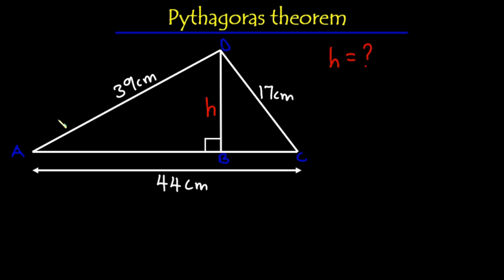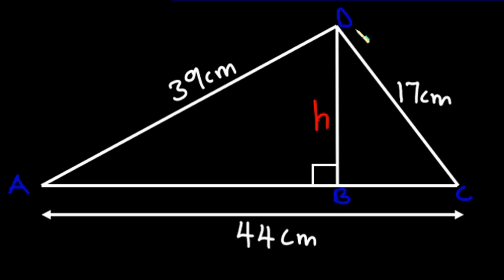In this video, we're going to be talking about Pythagoras theorem. So let's say we are given this triangle ACD, where the distance from A to D is 39 centimeters, the distance from C to D is 17 centimeters, and the distance from A to C is 44 centimeters. And we have to find the distance from B to D, which is h.